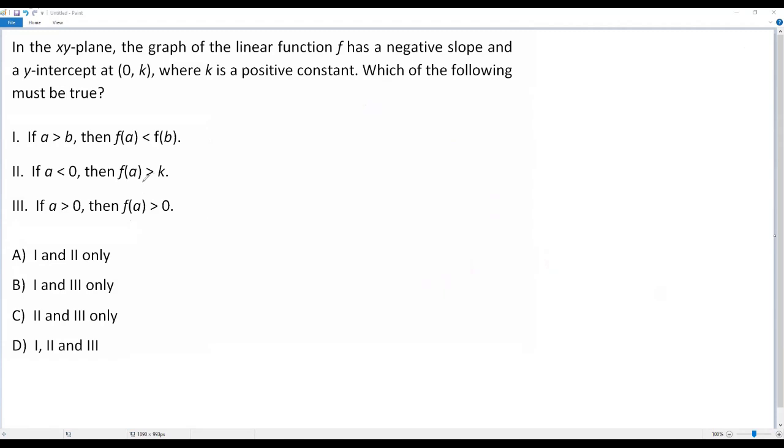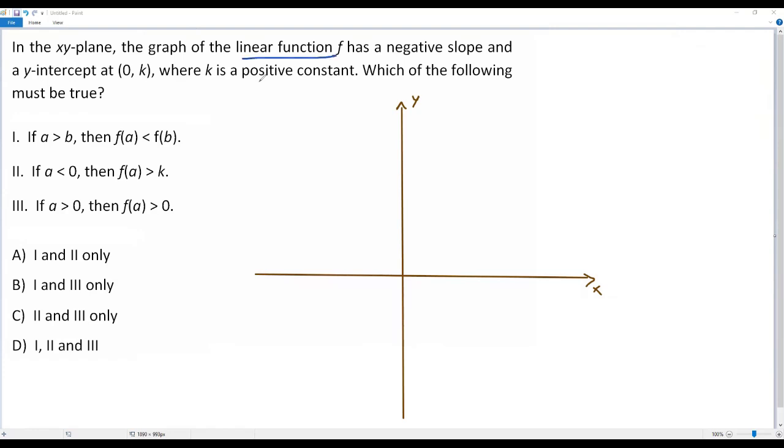Okay, first let me draw an xy plane. Here I have drawn an xy plane, and now we will discuss the graph of the linear function. Usually the graph of a linear function is a line, and the question says the linear function f has a negative slope and it has a y-intercept (0, k), where k is a positive constant. That is, it has a positive y-intercept.